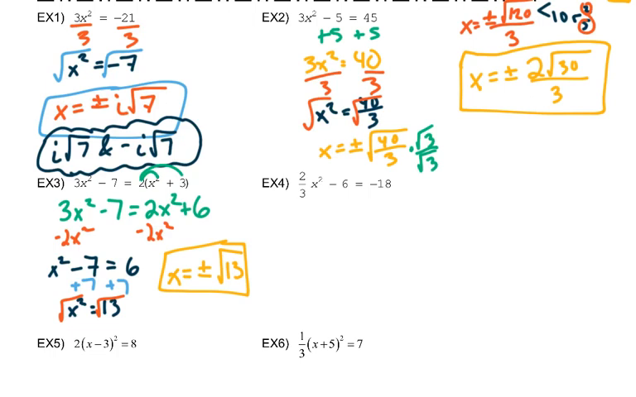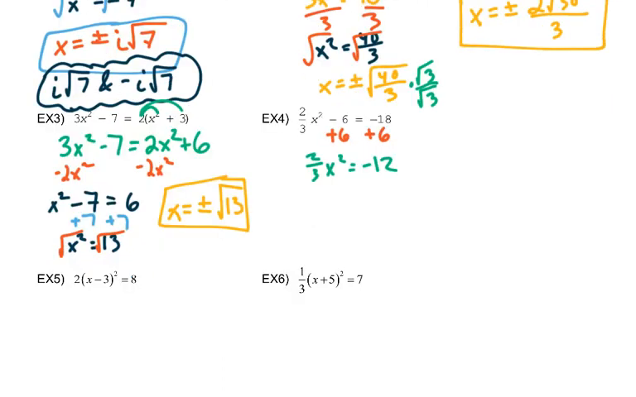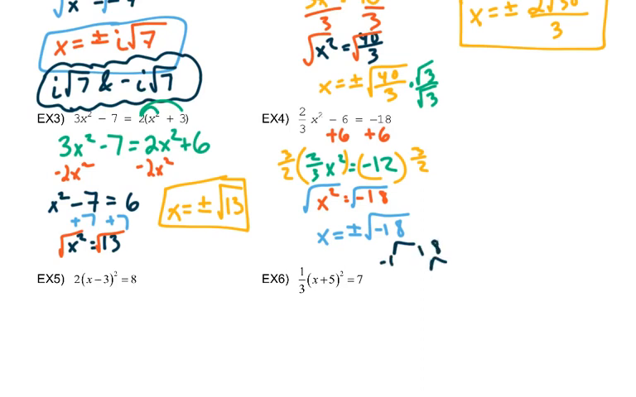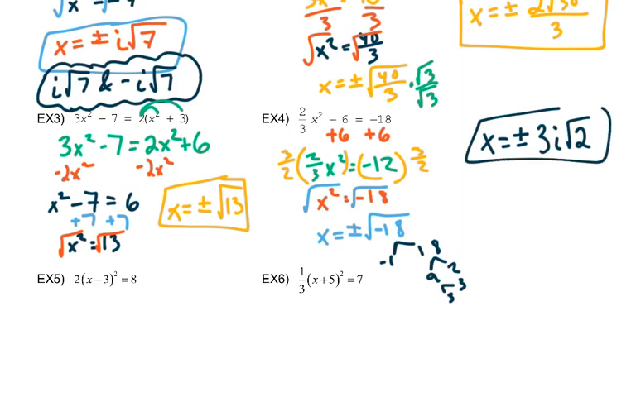I want you to try number 4. Pause the video now and get to work. To simplify this one, we'll have a -1 and 18, which is 9 and 2, and 3 and 3. So this is going to give us x equals plus or minus 3i times the square root of 2. And that is going to be the final answer for number 4.